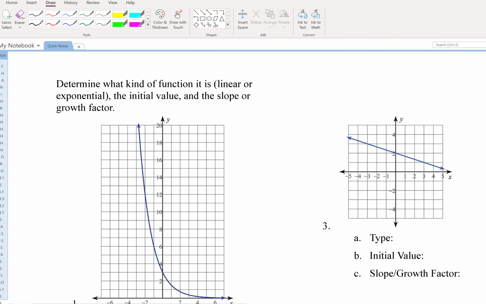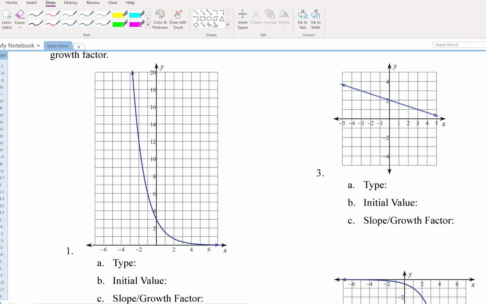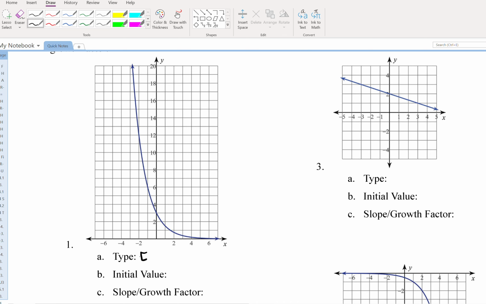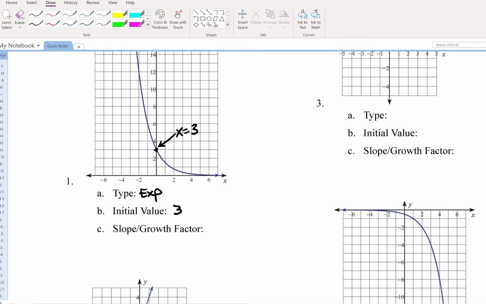Determine what kind of function it is, linear or exponential, the initial value and the slope or the growth factor. So we can see this is curvy, so we can just go, all right, this is going to be exponential. What's its initial value? Well, right there, x equals 0. So that's the y-intercept. So the initial value is 3. The slope or the growth factor, well, keep in mind that when we're asking these things, it's either one or it's the other. And since this is exponential, it is a growth factor, not a slope.